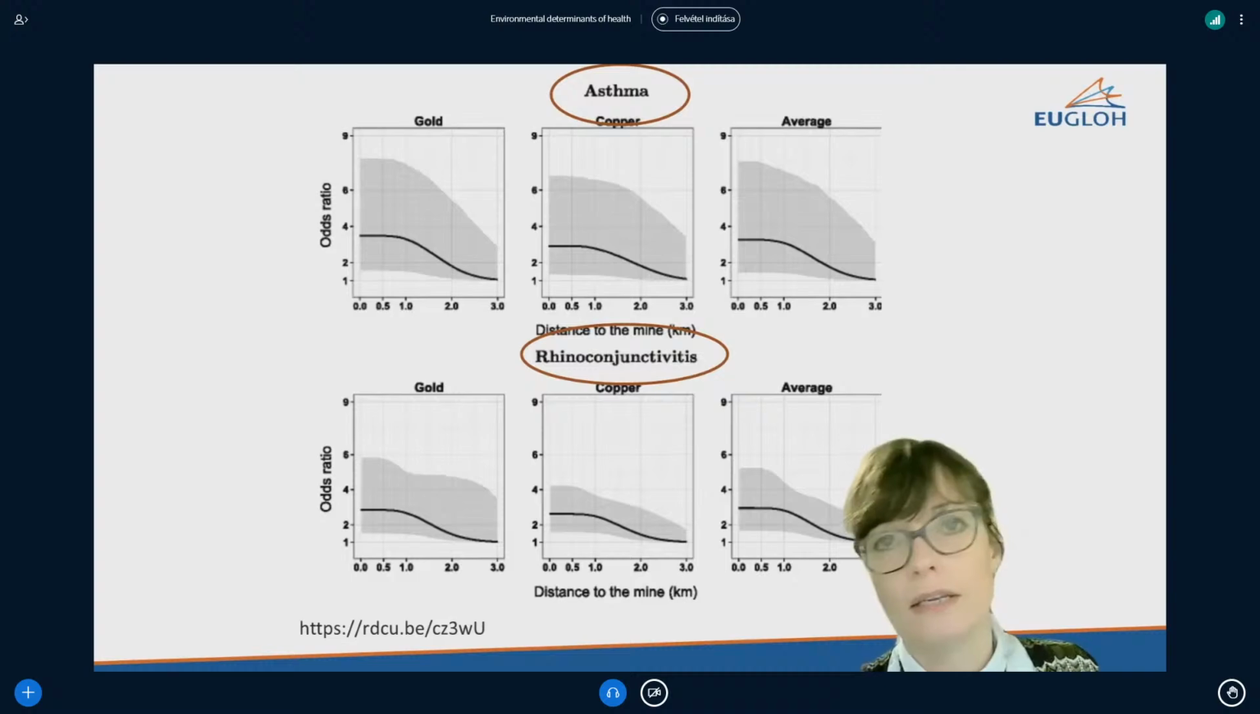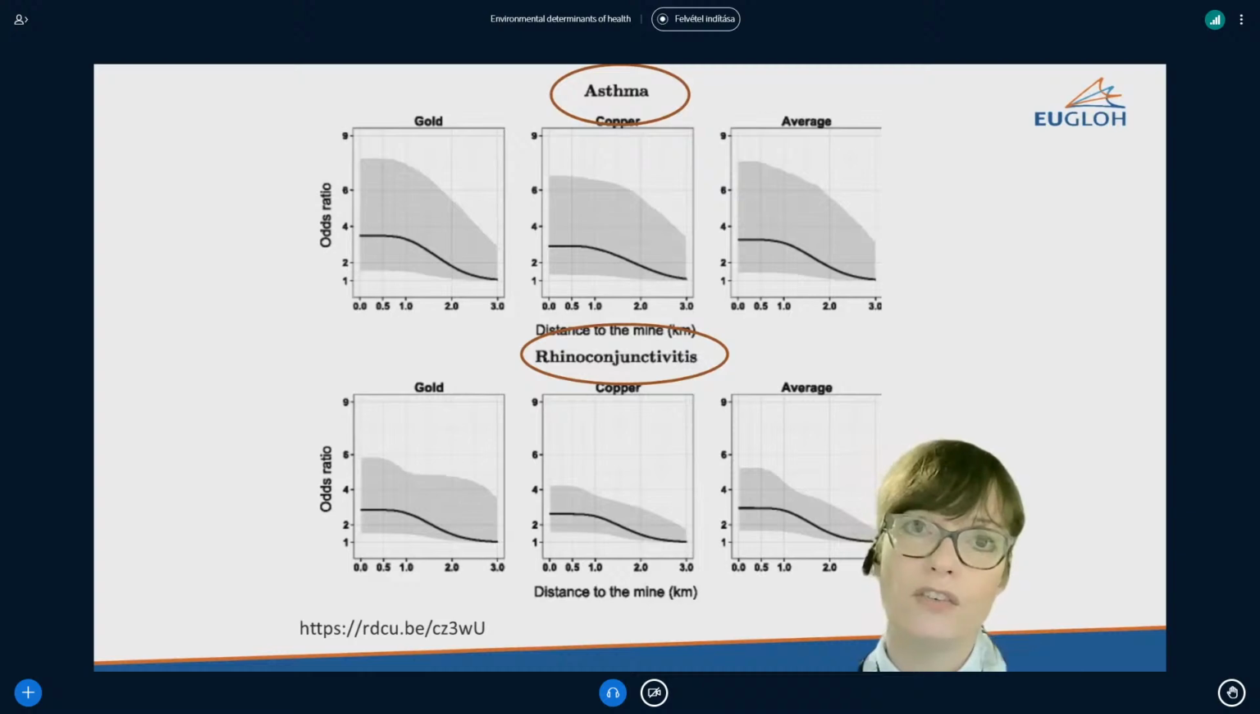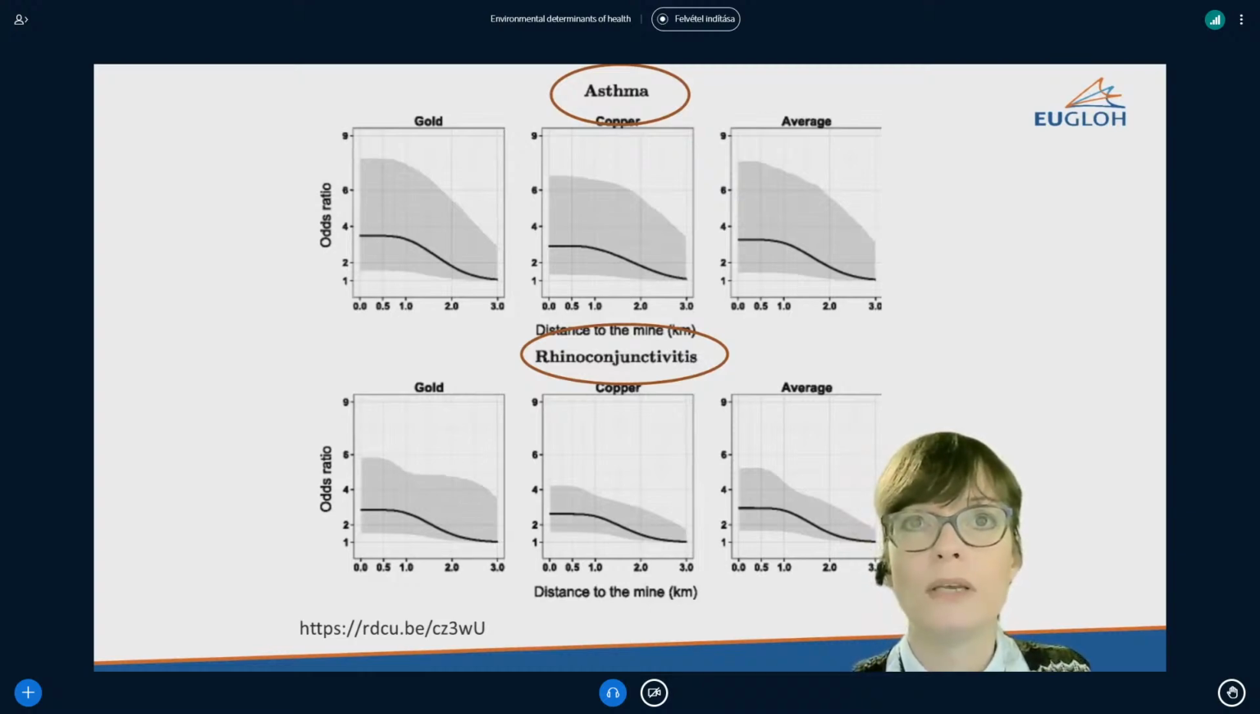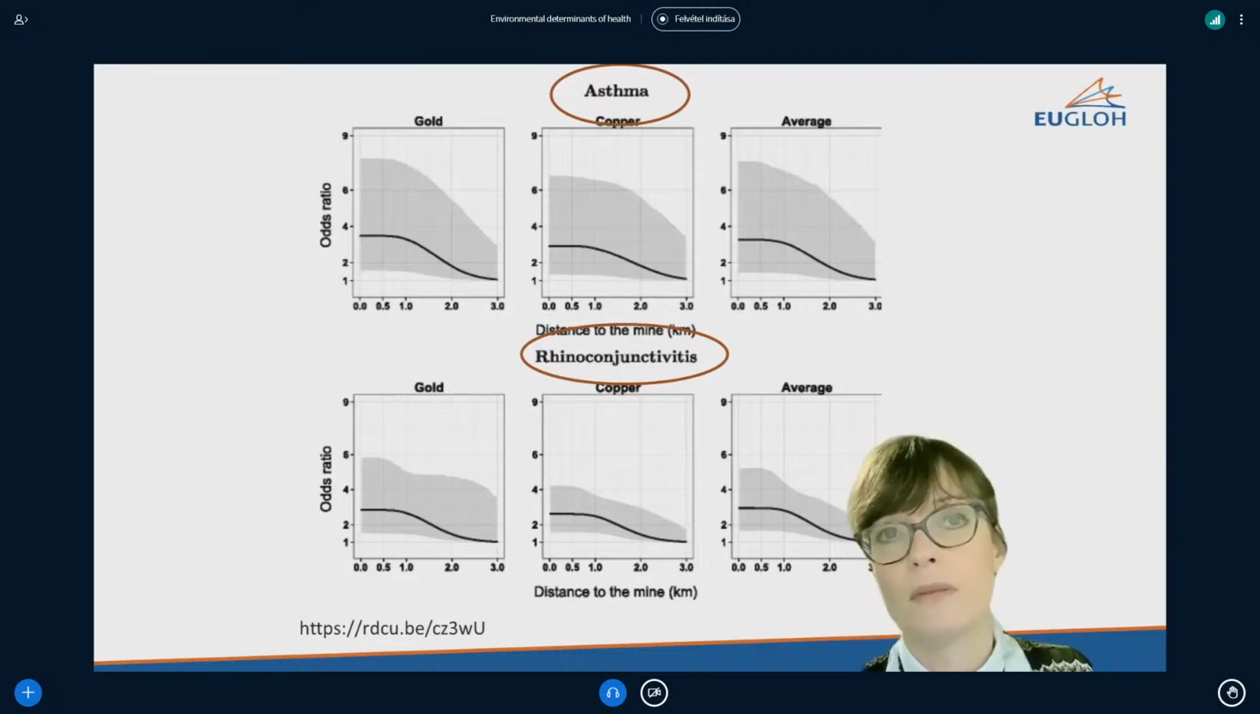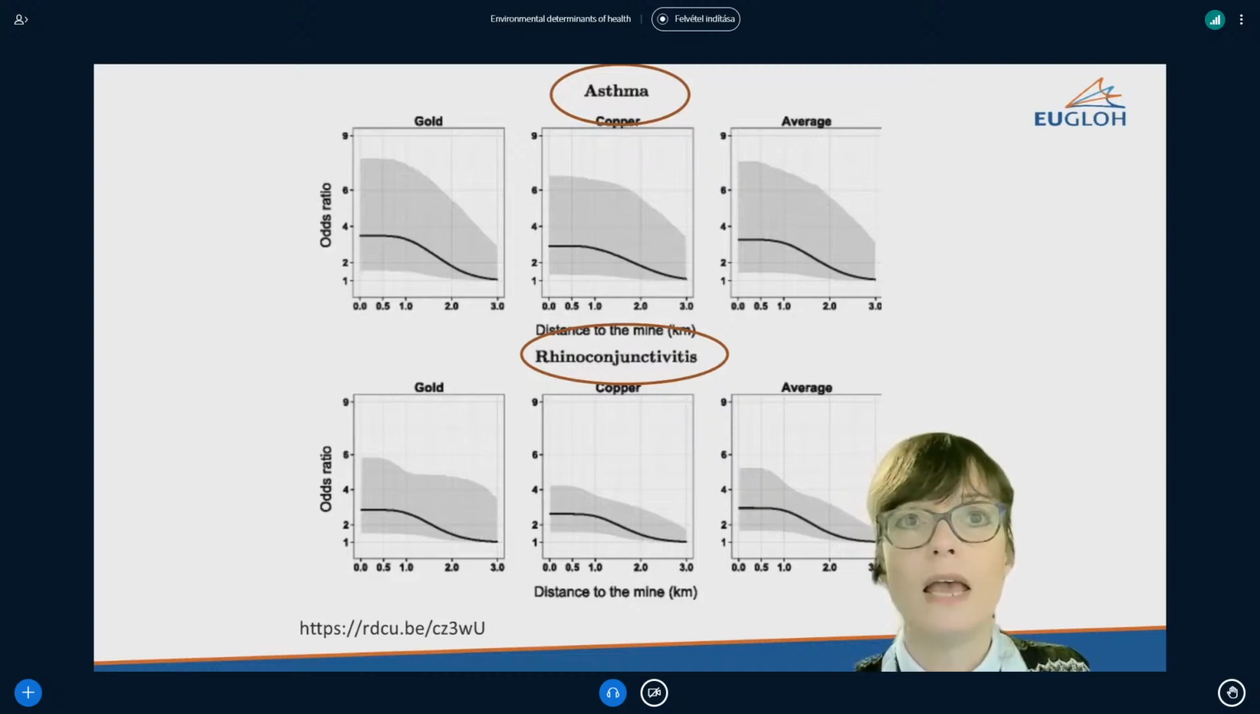The area shaded in the figure in gray is the 95% confidence interval, giving some indication about the uncertainty of our estimates, assuming that there was a true effect. The figures on the left hand give the results for the gold mine, the figures in the middle for the copper mine, and to the right, the average distance to either mine is taken as exposure approximation.